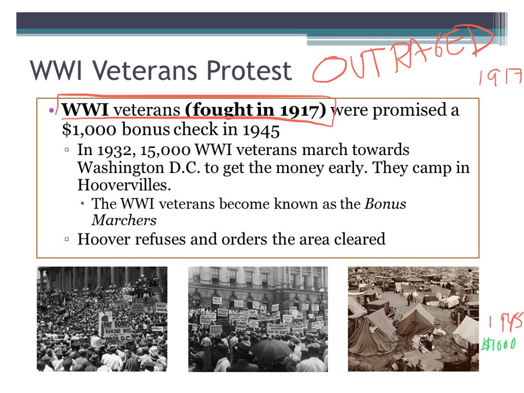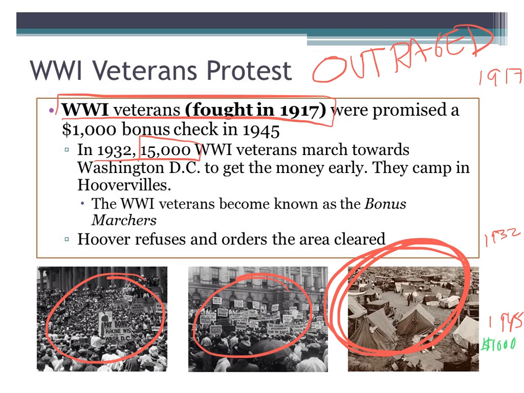Well, it's 1932 now, and we're in the middle of the Great Depression, and one out of every four of us are without jobs, banks are closing, we're losing our savings. So these veterans, 15,000 of them, are going to march to Washington, D.C. They're going to camp in Hoovervilles like the one down here on the bottom right. And they're going to protest all throughout the city, demanding to get that money early. In essence, the bonus marchers want to have that money delivered in 1932, not 1945. These World War I veterans, again, who fought in 1917, become known as the bonus marchers because they're marching to get that bonus moved from 1945 to 1932.